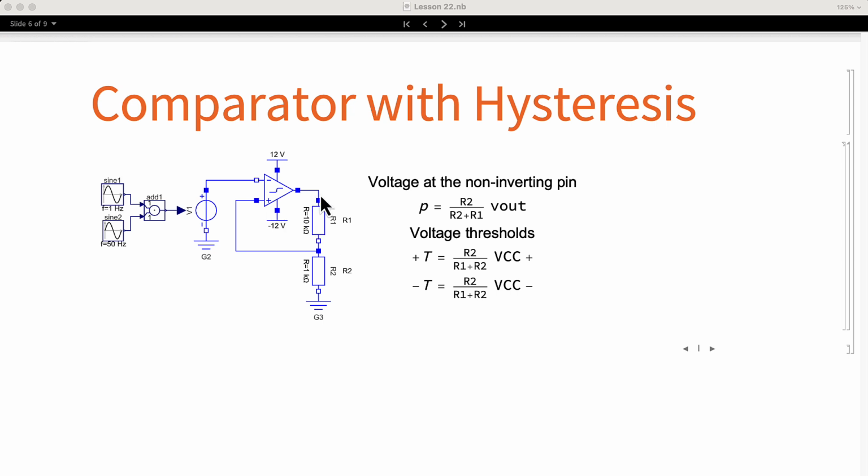We know that the output of the comparator can take two values, plus VCC and minus VCC. This will make the voltage at the non-inverting input jump between two values that are given by the following formulas. These two values are the voltage thresholds. As you can see, we can define what the thresholds will be by designing the voltage divider at the output. It is important to notice that the thresholds depend on the actual output voltage that the op-amp can provide.